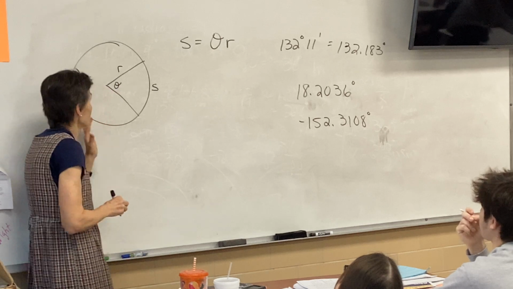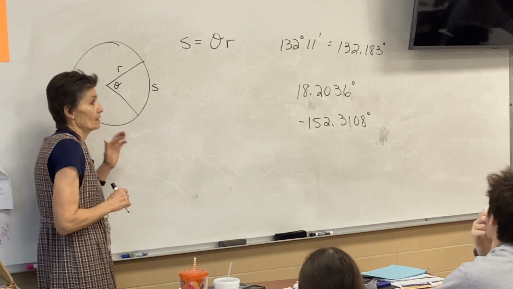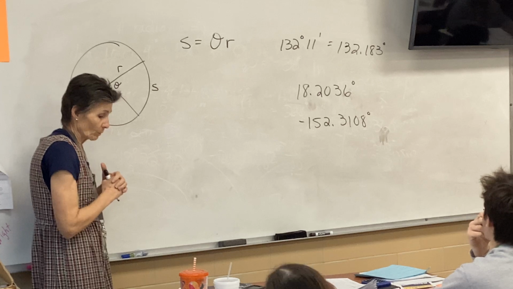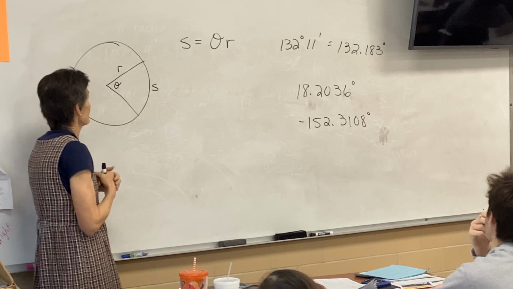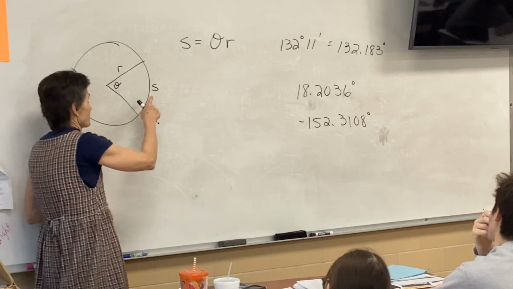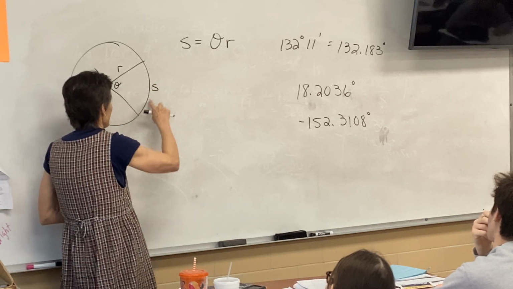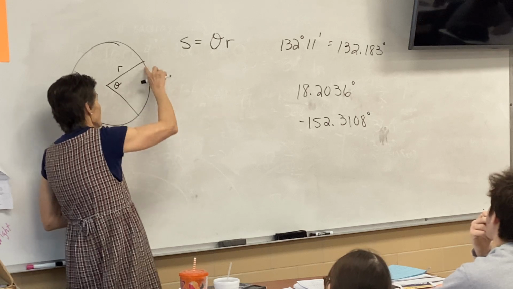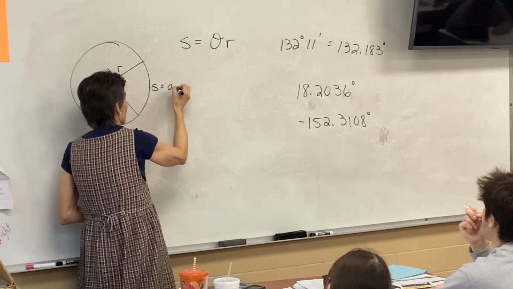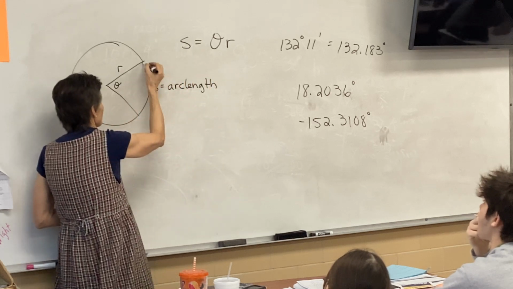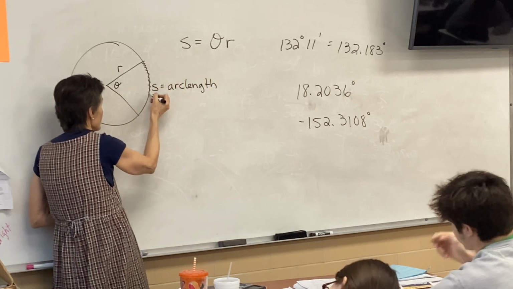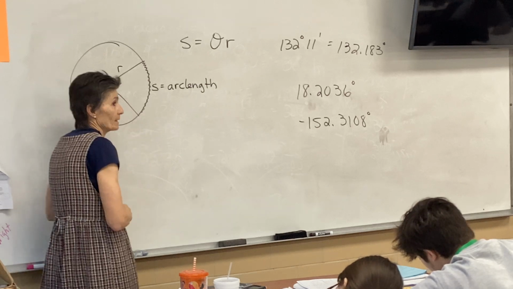Okay, so let's talk a little bit about this next section, which is a pretty main piece of the section. S indicates the arc length. And by arc length, we just mean this right here. How long is that arc right there? Little arc.